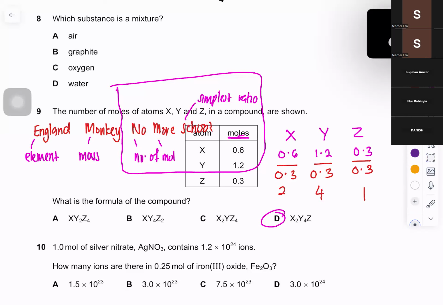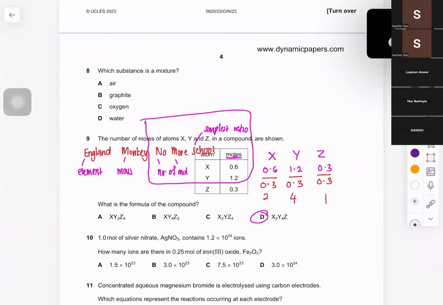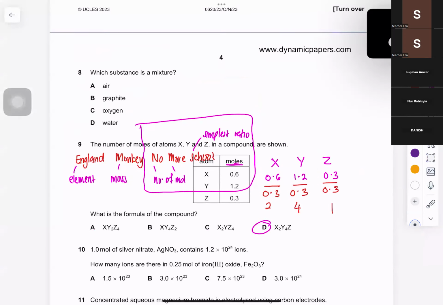Yang ni October November 2023. Okay, October November 2023. Ya. October November 2023, variant 23 juga. Kalau teacher too fast, let me know sayang, jangan risau, teacher boleh back balik. Yang penting jangan give up tengah-tengah ramai-ramai ni, beritahu je.